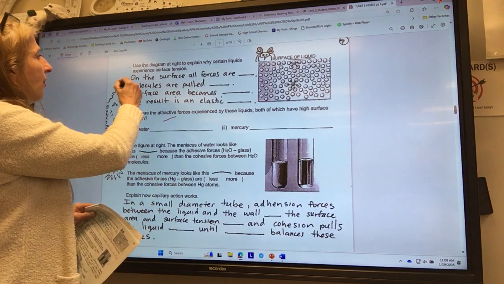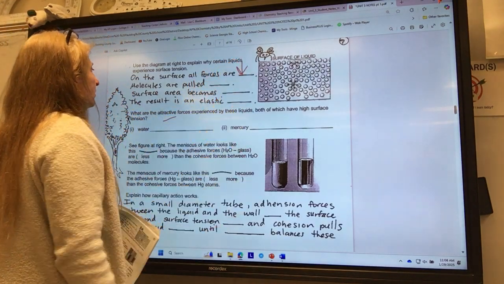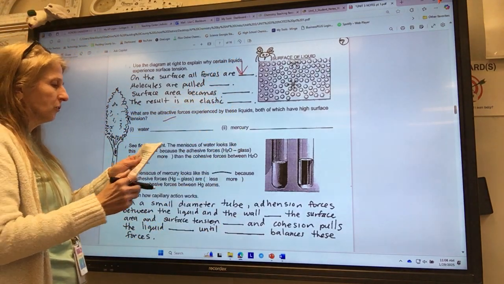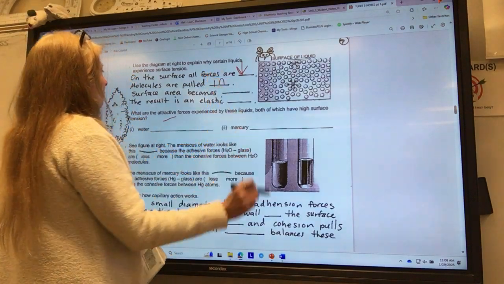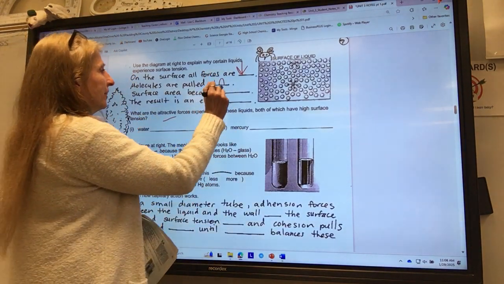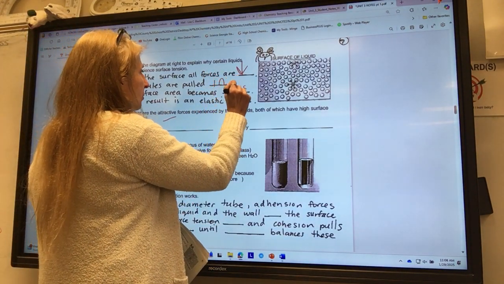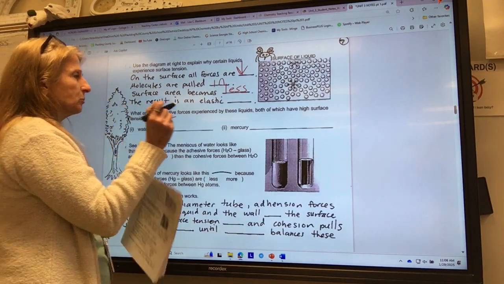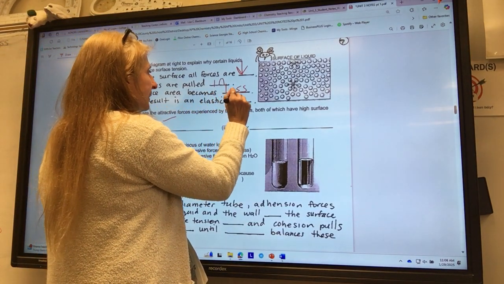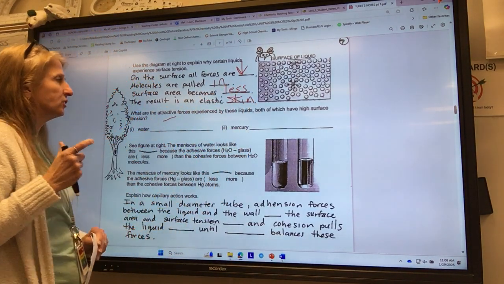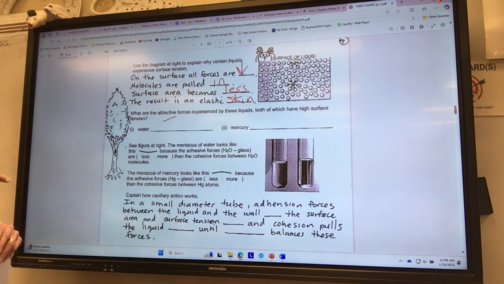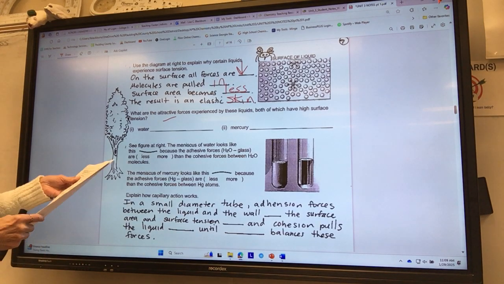So on the surface, all forces are down and in. Molecules are pulled in. Surface area becomes less because they're all being pulled in. The result is what's called an elastic skin. Is it a real skin? No. It's just the force of all of these molecules stuck together so hard.